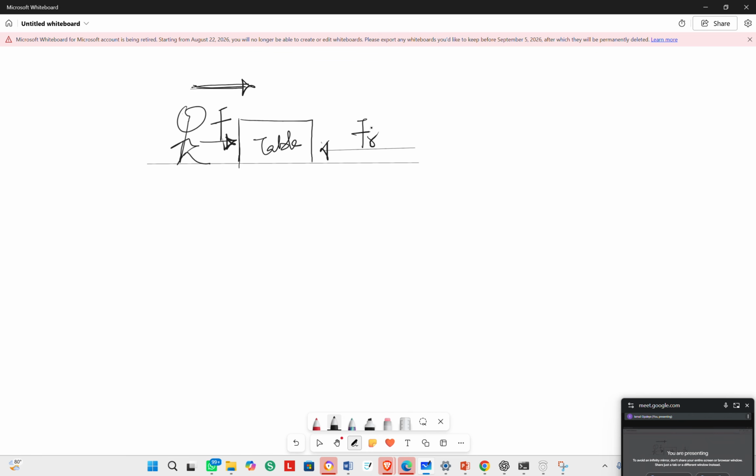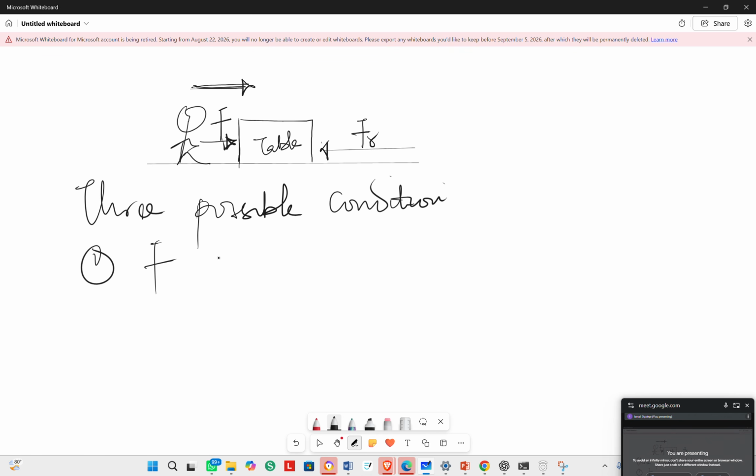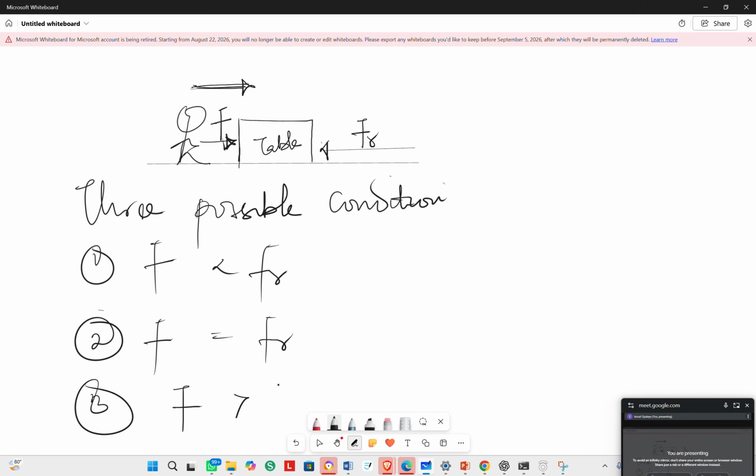So this is my frictional force. I'll be using FR in this case. So there are three possible conditions, okay? So number one, you can have F is less than this FR. Number two, you can have F is equal to FR. And number three, you can have F is greater than FR.